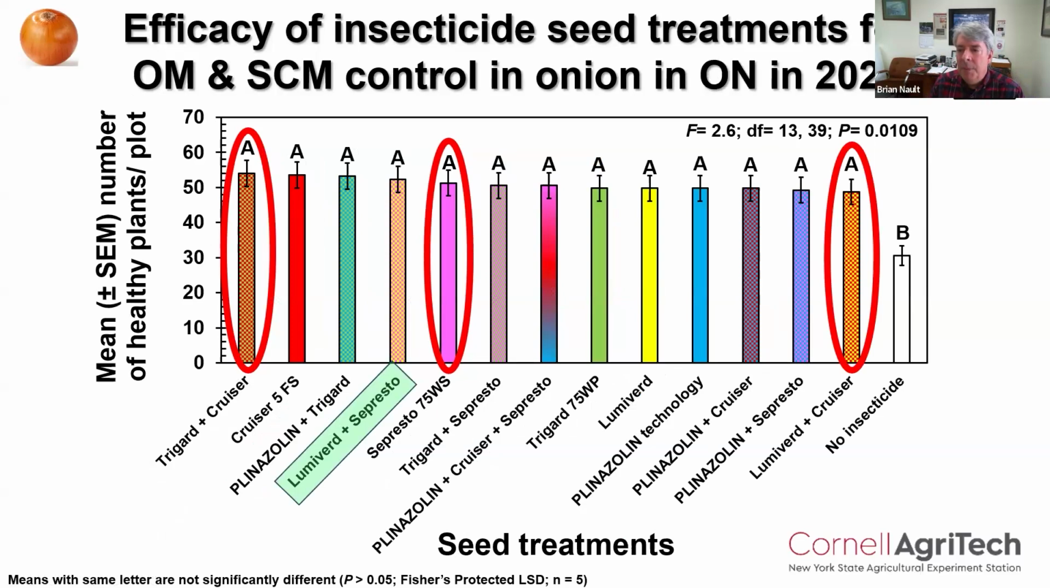And then finally, results from Ontario. Here, Mary Ruth's trial and Kevin's trial, looking at mean number of healthy plants per plot, we see that the no insecticide control was lower than all of the treatments, but we didn't see a statistical separation among any of the treatments. Again, looking at this particular parameter. And of the treatments that are most commonly used in our part of the world, we see they all statistically were similar, with Trigard and Cruiser ranked at least numerically as the best. And then I'm just showing here Lumivert plus Suppresto, which was the best one in the other locations, ranked very highly in this trial as well.